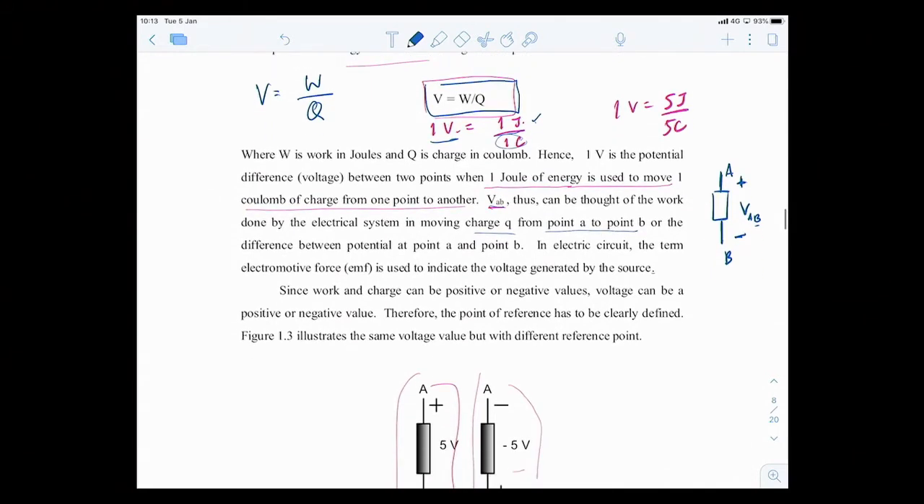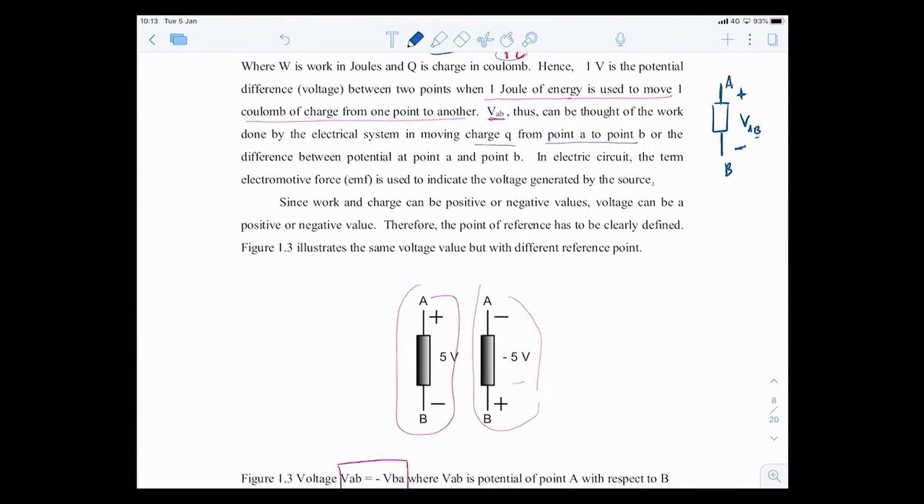So voltage can have positive and negative values. In this picture, if VAB is equal to 5 volts, we can also write it as VBA equal to minus 5 volts, the same thing. For example, if I say VBA is equal to minus 5 volts, and I draw it as a diagram, this would be B and this would be A.